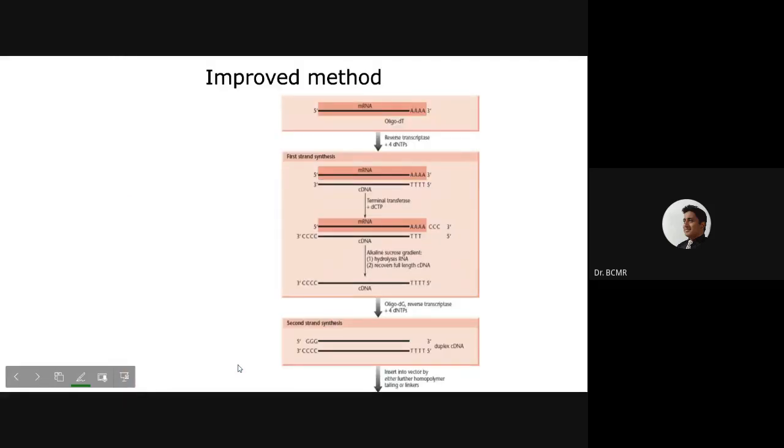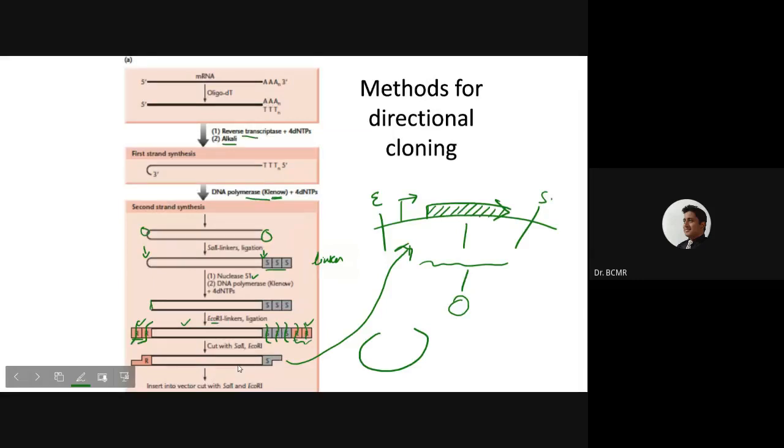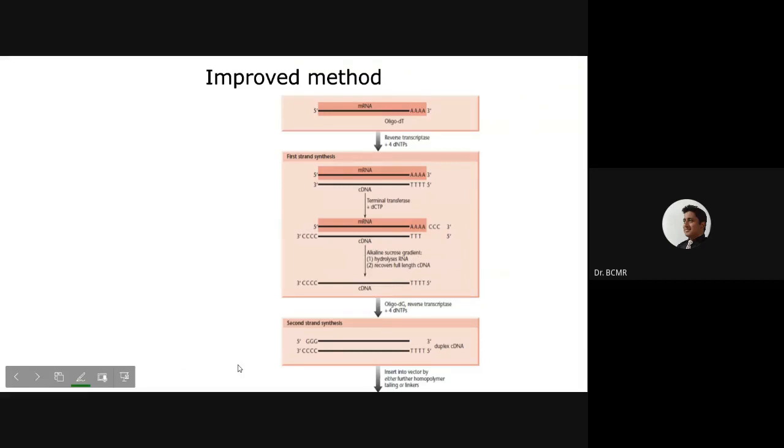So there are further improved methods. This is also in terms of directional cloning you can think of, or full length. Here there is one problem. In the previous ones, all the three techniques we have discussed before, in all of the cases we are using S1 nuclease. If we are using S1 nuclease, it means that we are losing some information here, and that's actually incomplete mRNA, and that's insufficient for us. So what can we do if we don't want to use S1 nuclease? That's the question here.